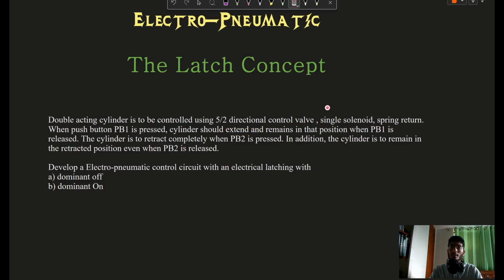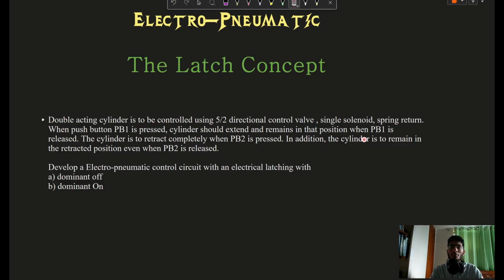But in the normal means, the spring at the right side of this DCV will push the cylinder to retract position. It won't remain in that extended position when PB1 is released. The cylinder is to retract completely when PB2 is pressed. So I have another push button here. In addition, the cylinder is to remain in the retracted position even when PB2 is released.